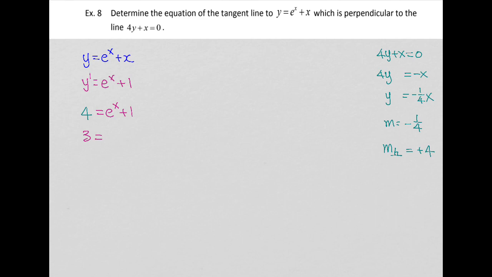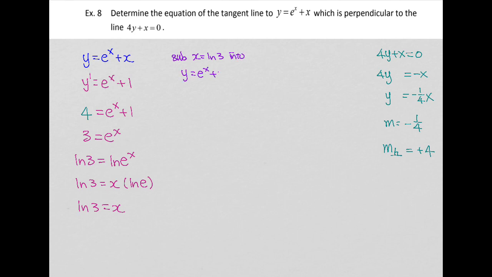Subtract 1 on both sides, take ln on both sides, and I can bring the x down, times ln e, and we know ln e is 1, so x will become ln 3. So now we have the slope, we have the x, we just need to find y now. So we substitute x equals ln 3 into the function y equals e to the power x plus x. And we know ln is log base e. And this can go away using the property of log and exponential rules. So we get y equals 3 plus ln 3.